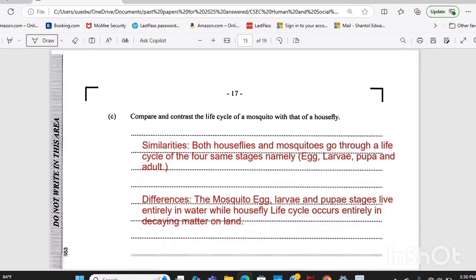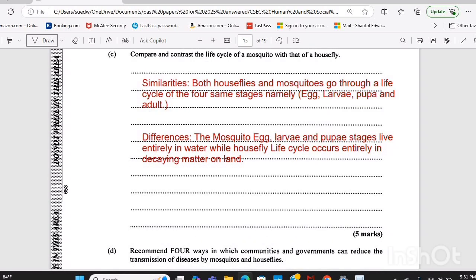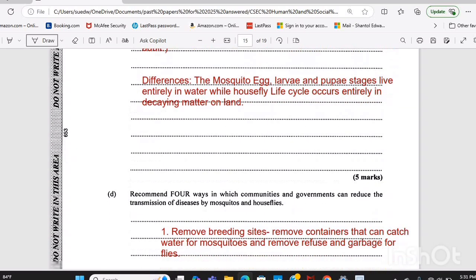C. It says, compare and contrast the life cycle of a mosquito with that of a housefly. Now, similarities between the life cycle of the mosquito and the housefly. Both houseflies and mosquitoes go through a life cycle of the 4 same stages, namely egg, larvae, pupa, and adult. However, the difference is that the mosquito's egg, larvae, and pupa stages live entirely in water, while housefly life cycle occurs entirely in decaying matter on land.